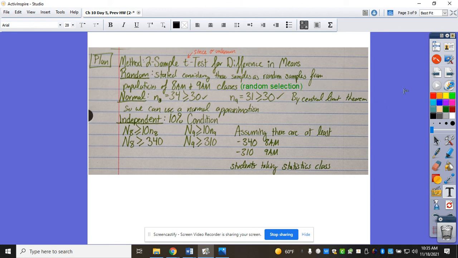You're definitely using the central limit theorem to check normality. Both 34 and 31 are greater than or equal to 30, so by the central limit theorem, we can use normal approximation. Independent, 10% condition: you're getting 340 for the 8 a.m. and 310 for the 9 a.m.